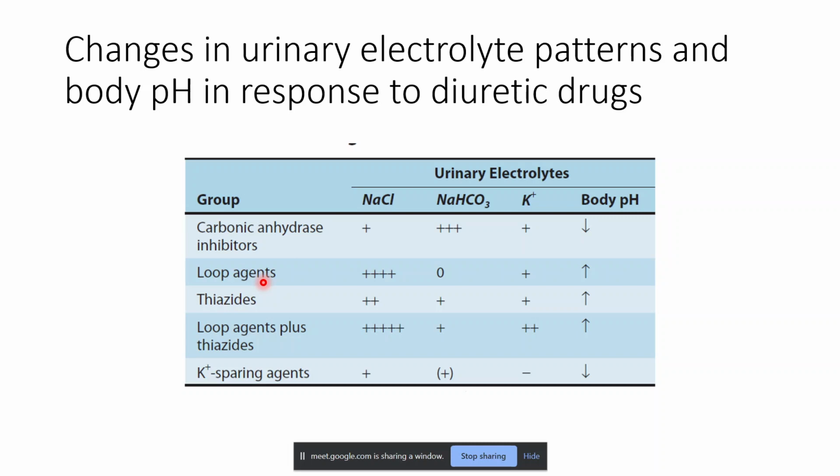Most of the time, hyperkalemia is seen, especially in diabetic nephropathy patients. And in these cases, thiazide or loop diuretics will be effective by reducing the potassium level in the blood by increasing the secretion of potassium to the collecting tubule.